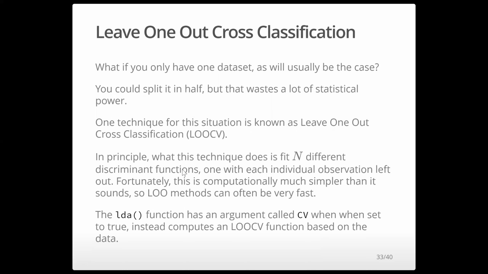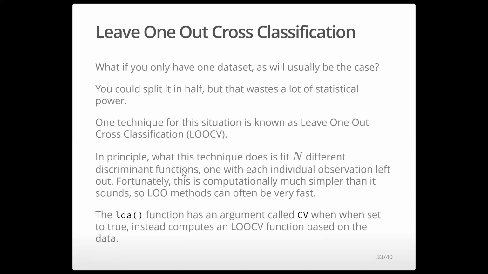So the last thing that we could do is consider a case where we don't have two data sets, which is going to often be the case. We're usually only going to have one data set. So one solution is to split the data in half and cross-validate, but that wastes a lot of statistical power because you're fitting the model just based on half the data. So one technique for the solution is known as leave one out cross-validation.